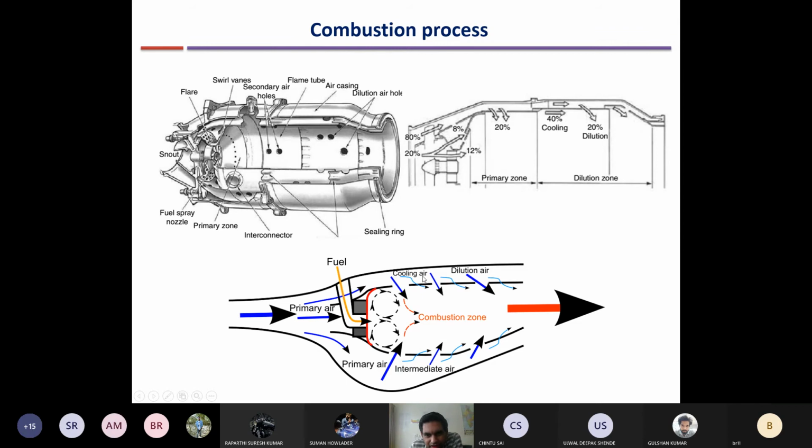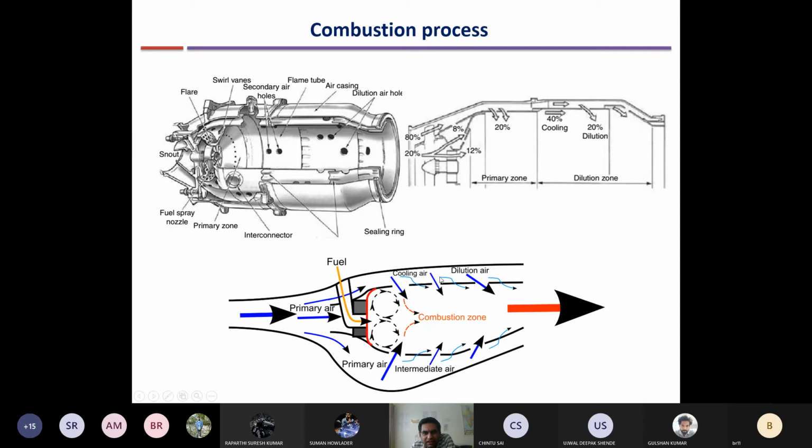The rest of it again enters first through some channels which are known as primary channels. This is also a primary channel. These are also primary channels. So all these are known as primary air. Around 40% of the air is primary air, which takes part in direct combustion: the air which is coming from here and the air which comes to the primary channel. So this 40% air takes part in direct combustion.